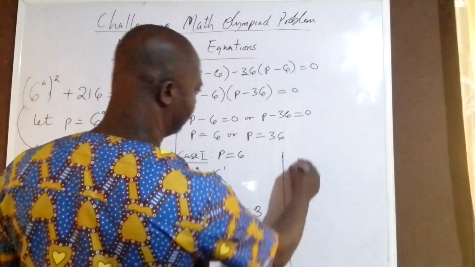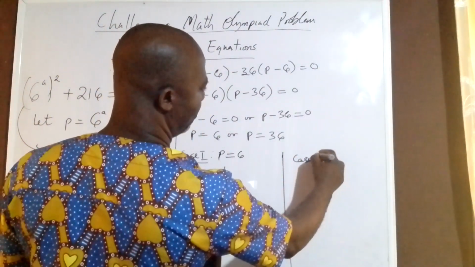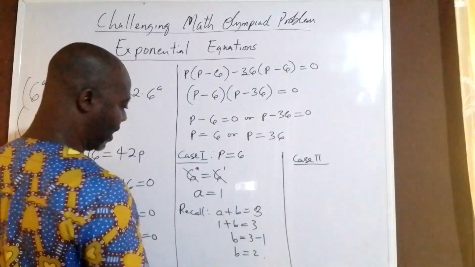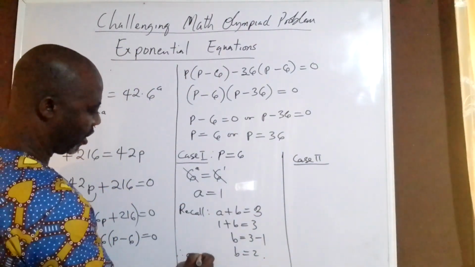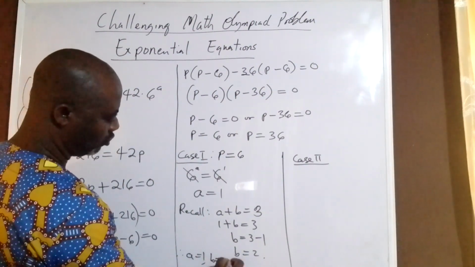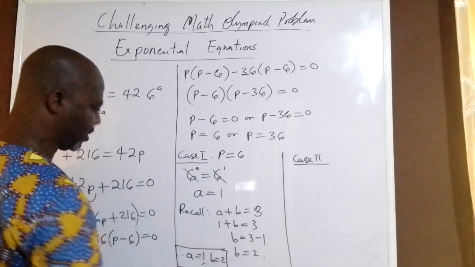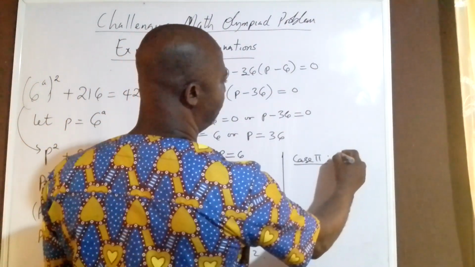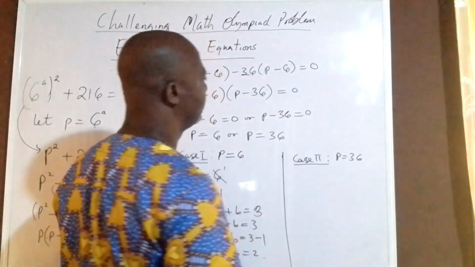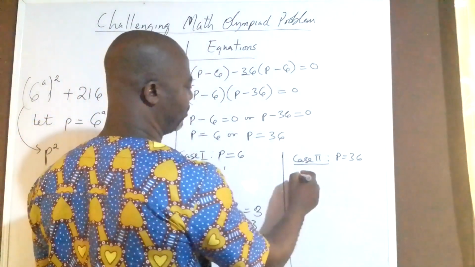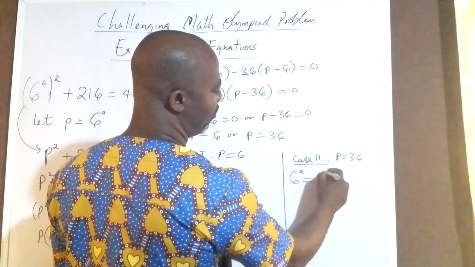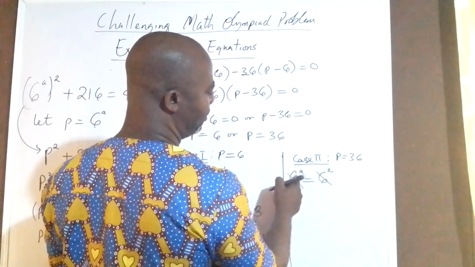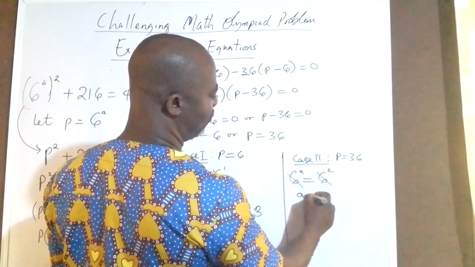Before we move on to case 2, we can conclude from here that A equals 1 and B equal to 2. So this is the solution for the first case. Therefore, case 2, P is 36. If P is 36, it means that 6 to the power of A will be equal to 6 to the power of 2. And then on both sides, the 6 will cancel out, so A will be equal to 2.